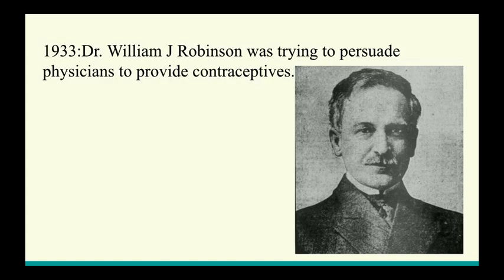In 1933, Dr. William J. Robinson, a member of mainstream medical organizations, was trying to persuade physicians to provide contraceptives for over 30 years so that abortion rates weren't as high and it would just provide protection.